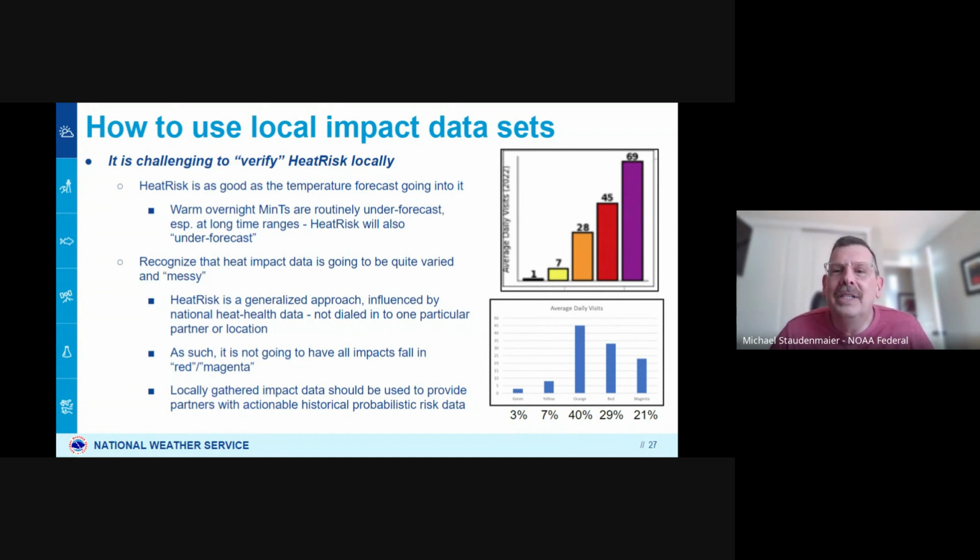We can't really know the reasons for this type of behavior, but it doesn't automatically mean that heat risk doesn't work in the area, only that for this particular impact data set, there's a different relationship between the impacts and a method that leverages a 95th percentile type of approach. The decision maker still has very valuable information here.